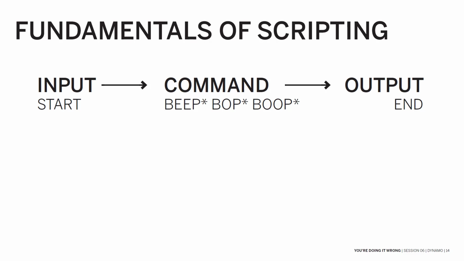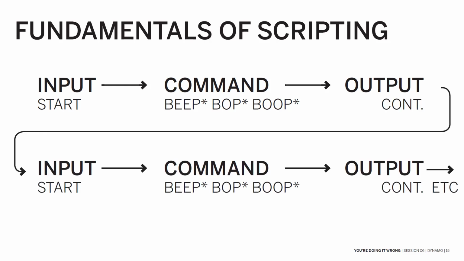Now, what's really cool about scripting is the output of one script can become the input of another script, and it can continue forward and forward. So this is how you link your workflows together. You start with an input, it gets run through a command, it generates an output, and that output can then become the input for another command, which generates another output, etc., etc. So you can really link your scripts together in that way.